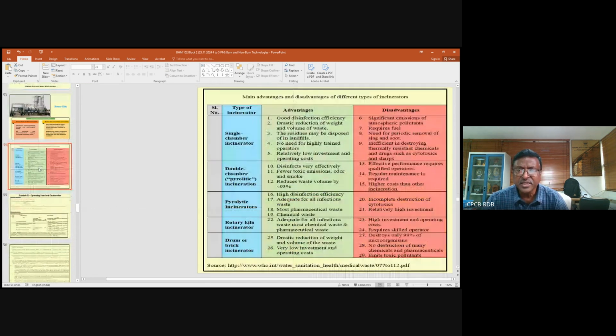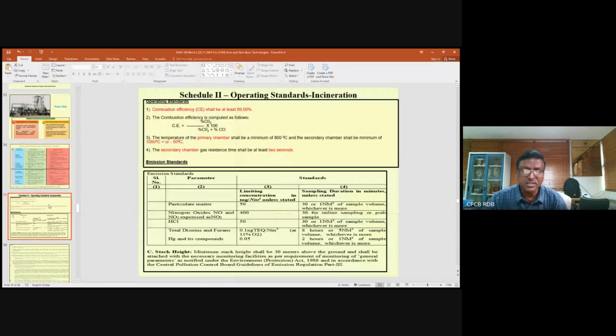Therefore, there are advantages. Generally, single chamber incinerators are not permitted, whereas pyrolytic conventional incinerators are permitted for treatment of a low quantum of waste, and rotary kiln is permitted for treatment of a high quantum of waste. Drum or big incinerators are not permitted at all as on date. These are the operative conditions.